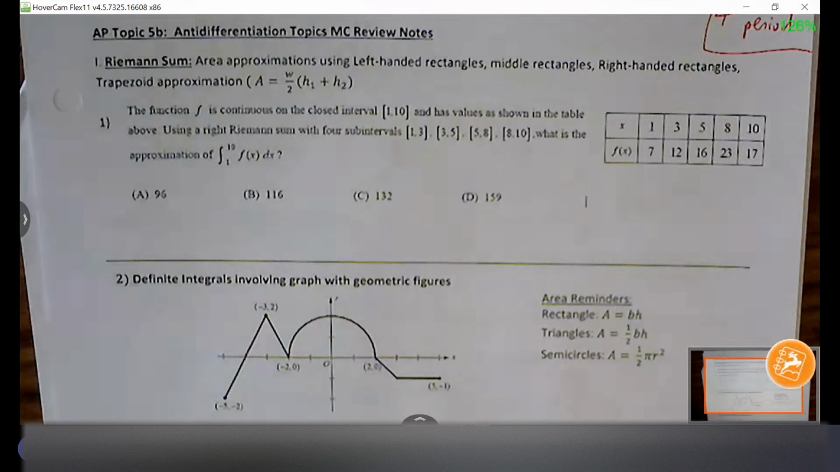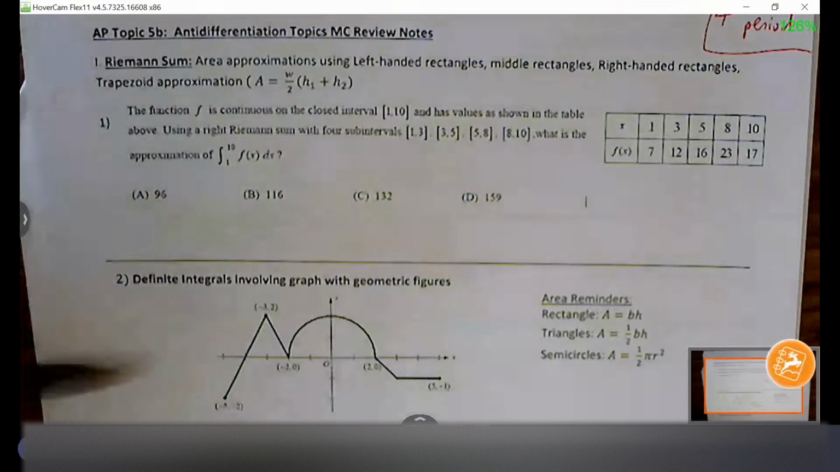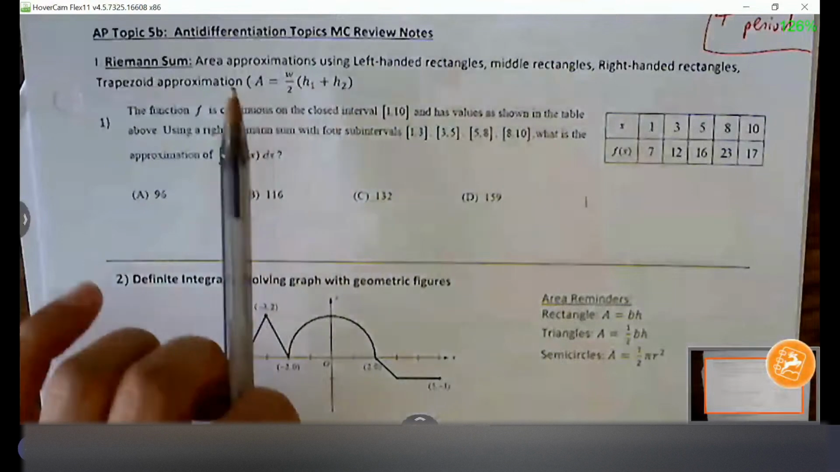So it gives us a chance to see the variations of problems that can be presented on an AP exam. So let's start off with Riemann sums. We started with Riemann sums at the very beginning of chapter 4, where we're not so concerned about the accuracy of our approximation. We're more concerned about the method, right?